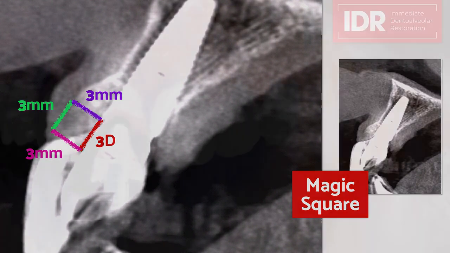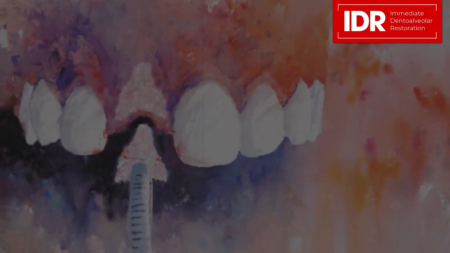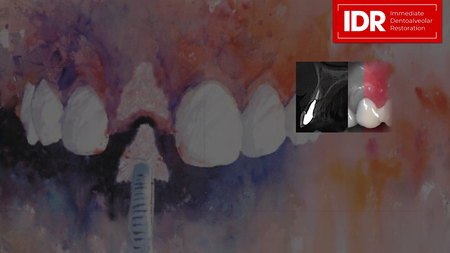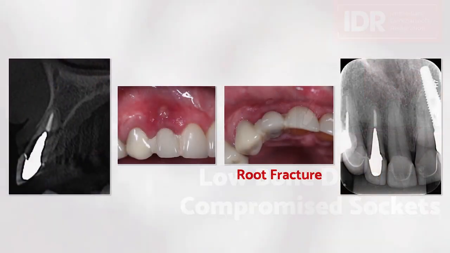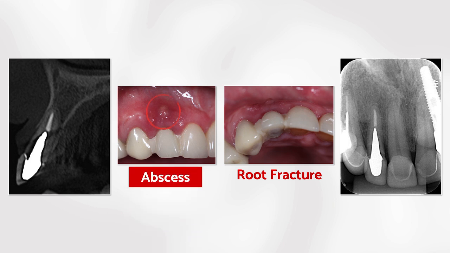Don't forget it. In this second clinical case that I would like to share with you, we have low bone density in compromised sockets. Let's follow this case. The hopeless tooth was the lateral incisor. We have the presence of an abscess, so it was recommended to prescribe antibiotic therapy 5 days prior to the surgery.